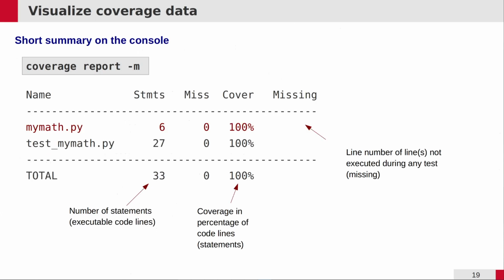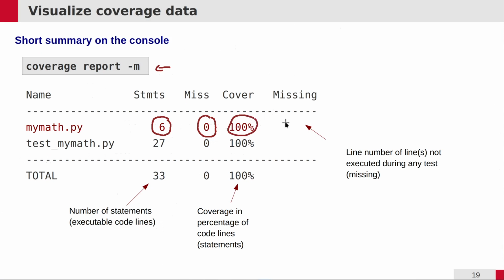You can, for example, say coverage report -m, then you get a short summary of the coverage information. And here you have how many statements you have in the mymath module. And very important, statements means lines, and here you have how many lines were missed by the tests. Apparently here, no lines were missing, so the coverage is 100% for the source file.